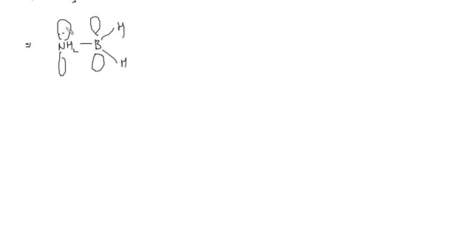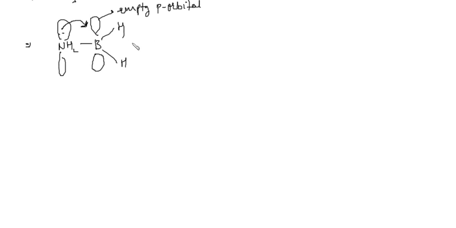So we know this is a conjugation. We have already seen when a lone pair is adjacent to a vacant orbital, this is a conjugation. So it will donate lone pair to the empty p orbital of B. This is the empty p orbital of B. So NH2 will donate its electron to the empty orbital of B.